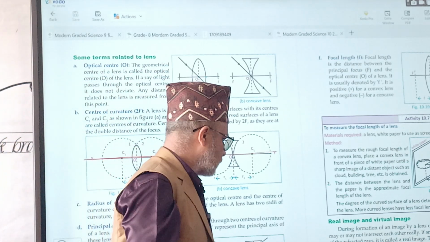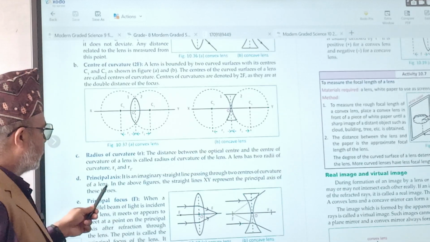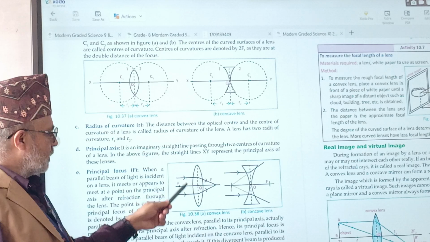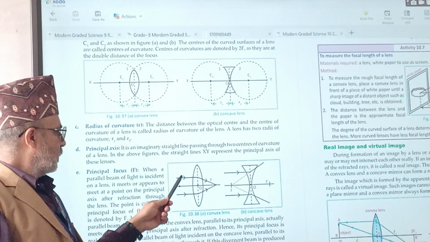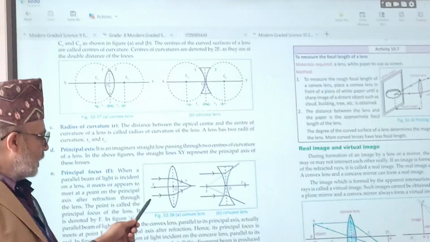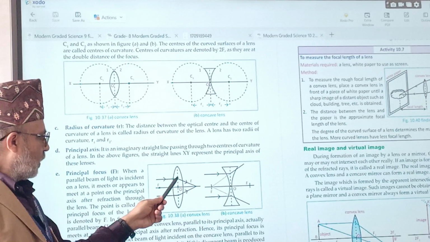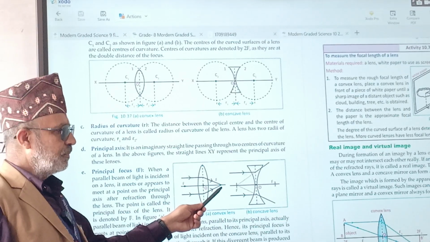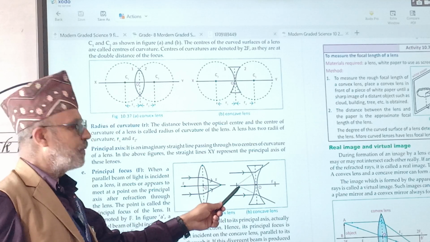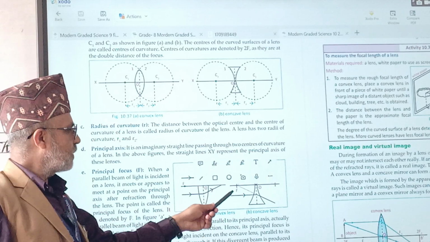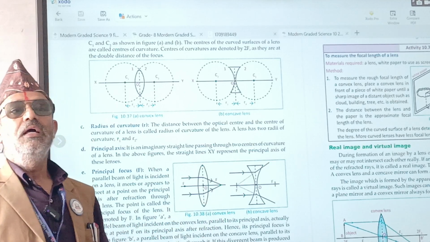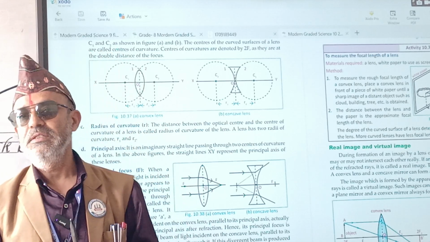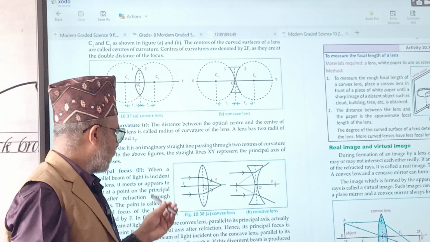Principal focus. What is the next point? Principal focus. Children, look here. Here are two parallel rays of light. Please pay attention here. One parallel ray of light here, another ray of light here. After refraction, are they meeting at a point or not? Are they meeting here? They appear to meet. So such points where refracted rays actually meet or appear to meet are called principal focus.